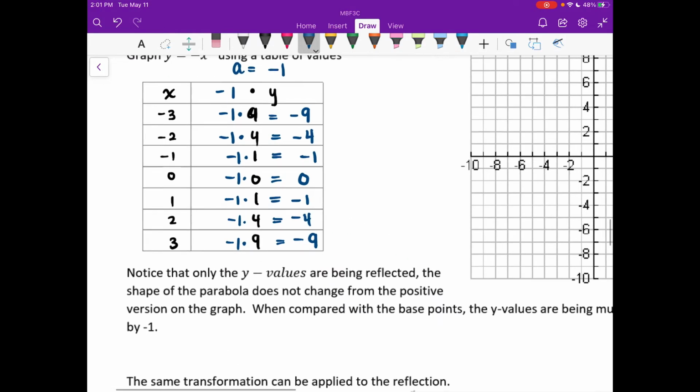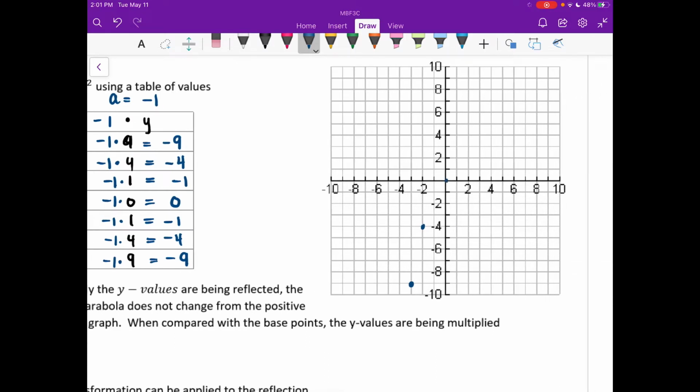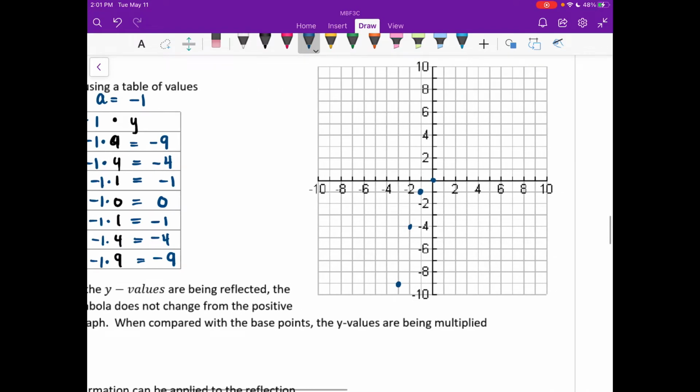Right, so now I have at negative 3, instead of going up to positive 9, I'm actually going down to negative 9. So now at negative 2, instead of going up to positive 4, I'm going down to negative 4. 0, 0 stays the same, right? Negative 1 goes to negative 1. Now at 1, I'm going to go down to negative 1. At 2, down to negative 4. And at 3, down to negative 9.